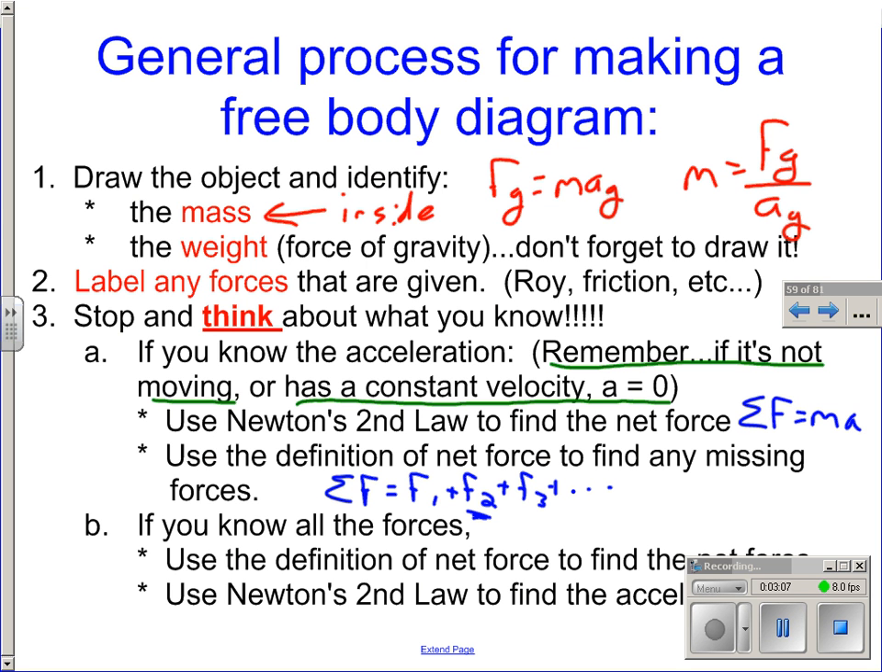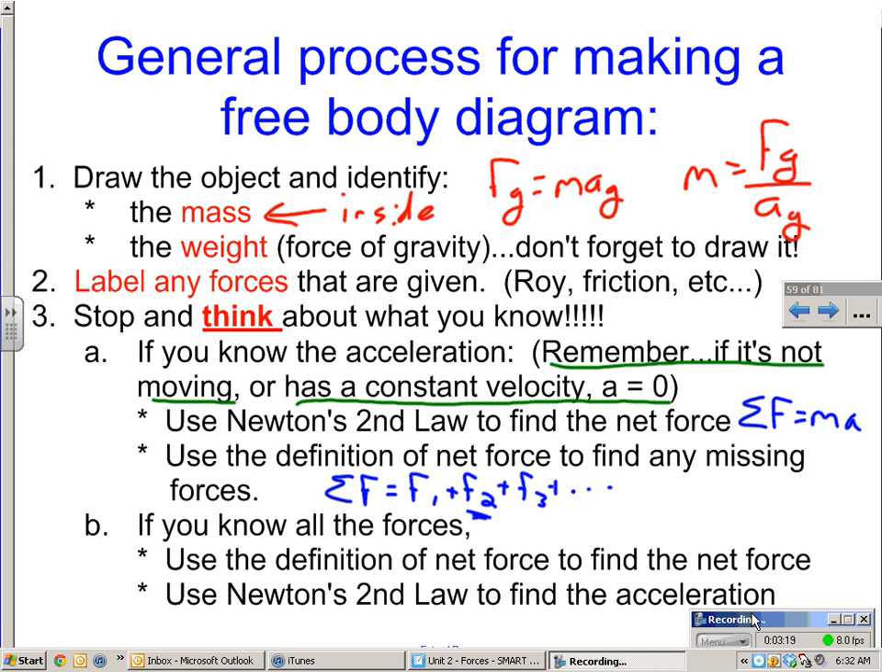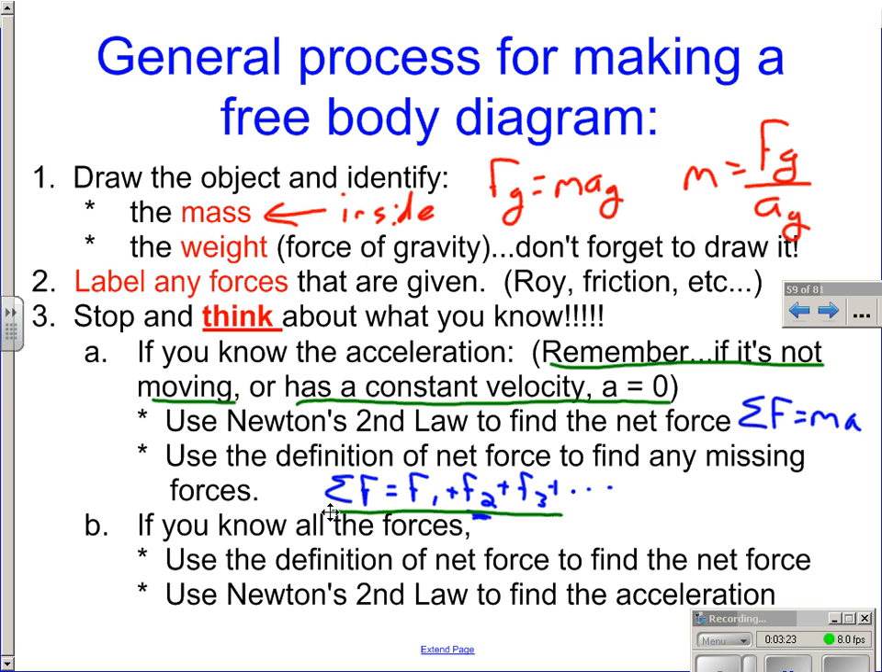Now, the other possibility is that sometimes you won't know the acceleration. You won't be able to figure it out. And in that case, you'll know all of the forces on the object. So you'll use the definition of net force to find the net force. You'll add up all your forces. And then you'll use Newton's second law to find your acceleration.